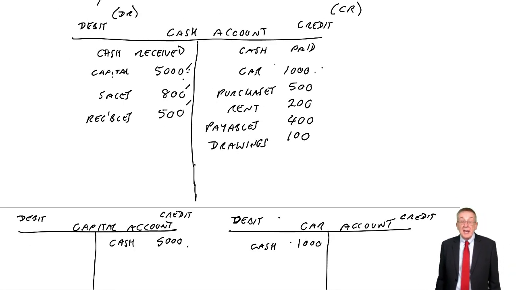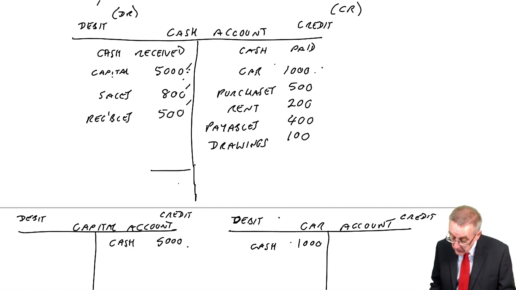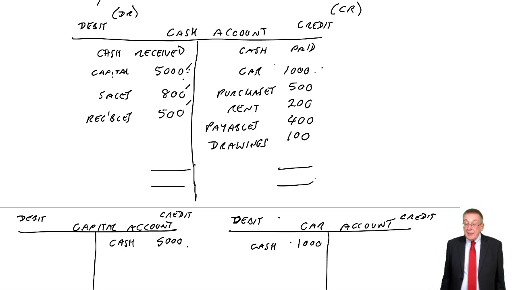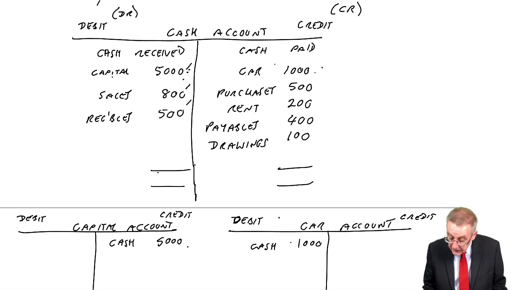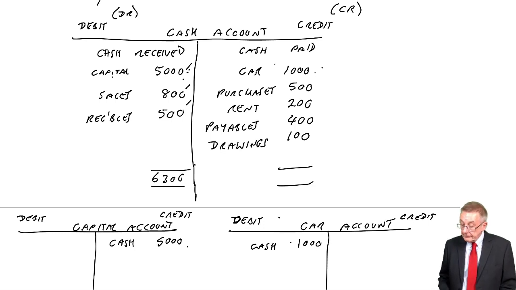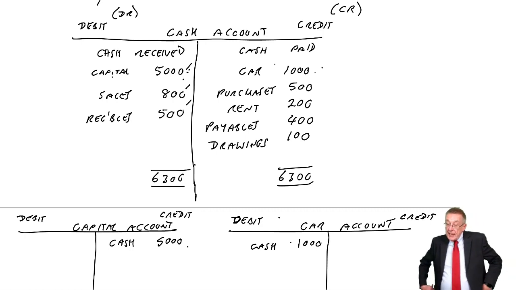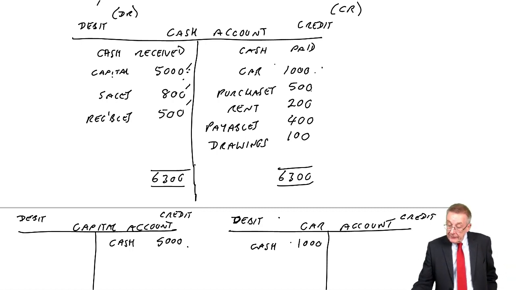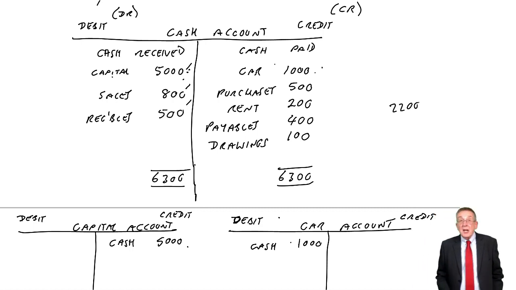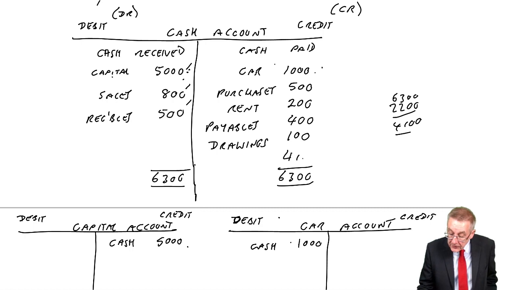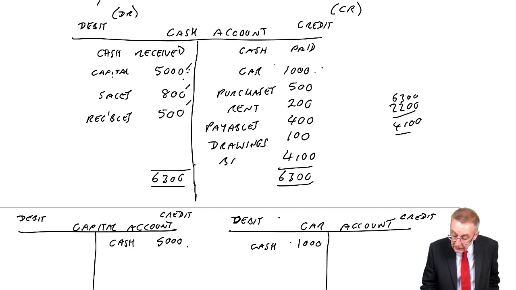This, you may need to do some playing with your calculator here, but the big side is the debit side. The total is 6,300. At the moment, the debits add up to 15, 17, 21, 2,200. And so the missing figure to make it add up to 6,300 is 4,100, the balance.